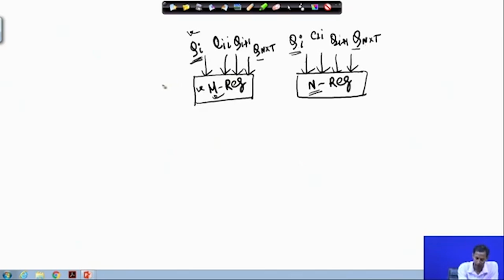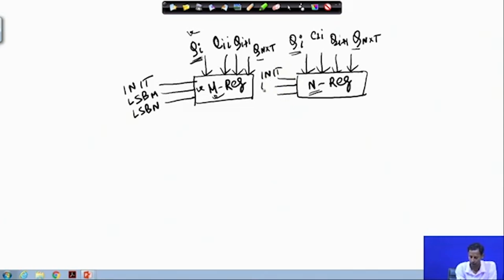And what was the control signal? The control signal was that I need the LSB of M and the LSB of N. So, here also the same thing, I need the LSB of M and the LSB of N. In the last class we have already developed this circuit for C1 and C2. Now, we have to build the final architecture.